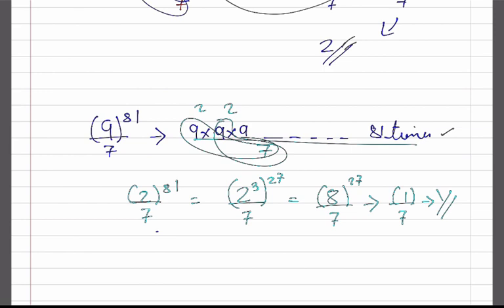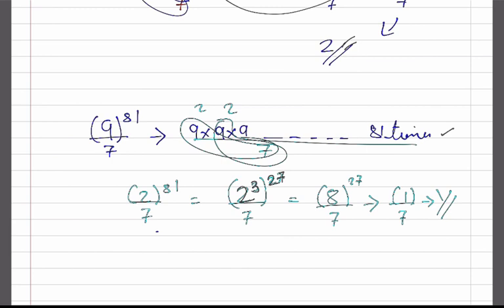Now I cannot further split this up, because after splitting only I got this as an answer. Now what will I do? Adjust the power. I adjust the power as what now? 2 cube. Why? Because again it will form an 8. 8 divided by 7 will be again what? 1. So I write it as 2 raised to 3 raised to 27. Okay, so 2 raised to 3 is nothing but 8. So I get it as 8 raised to 27 now.